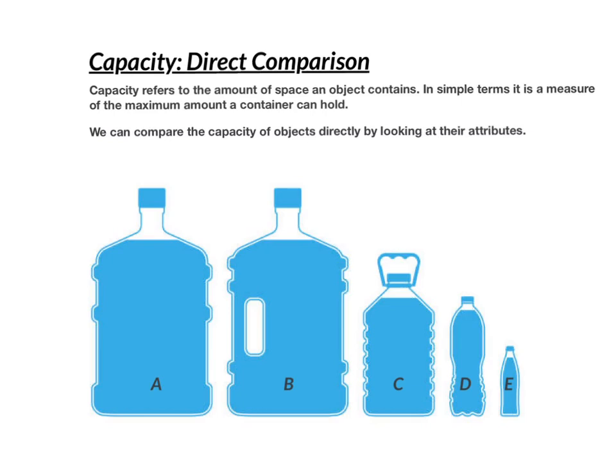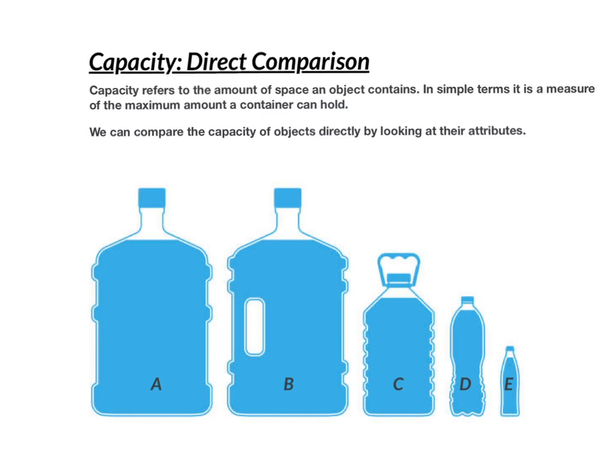Hey guys, today we are looking at capacity. In particular, we are looking at direct comparison. Capacity refers to the amount of space an object contains. In simple terms, it is the measure of the maximum amount a container can hold. We can compare the capacity of objects directly by looking at their attributes. Attributes are things or qualities that make that container unique.